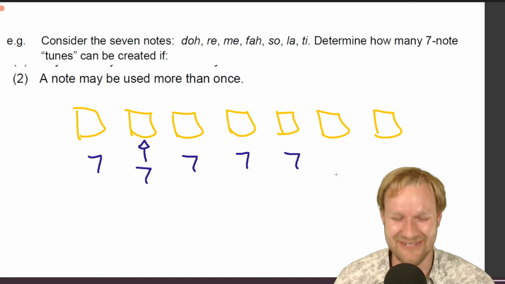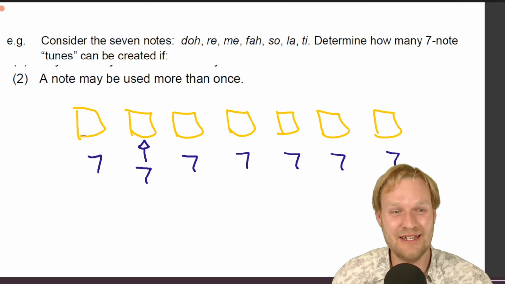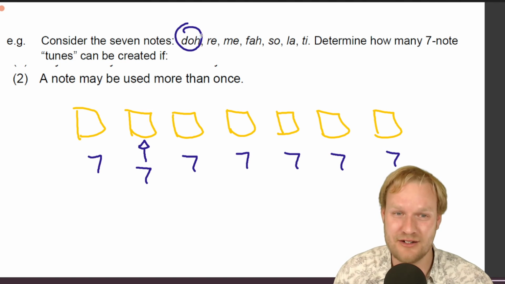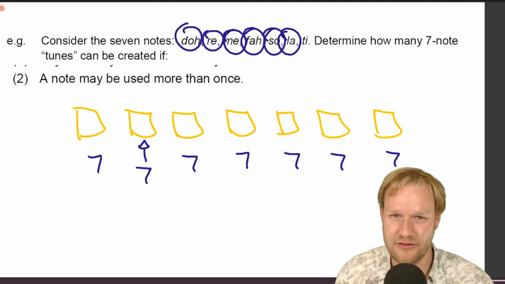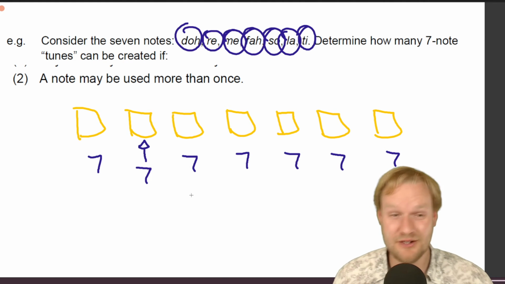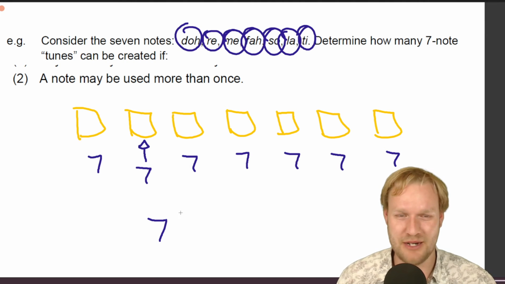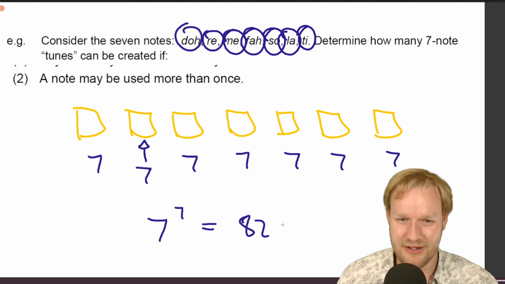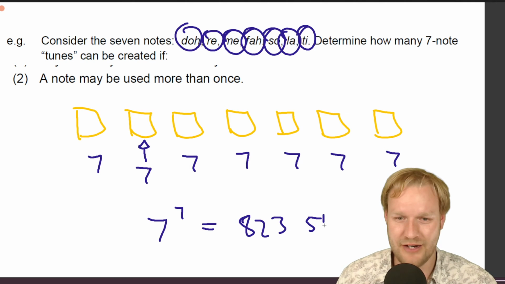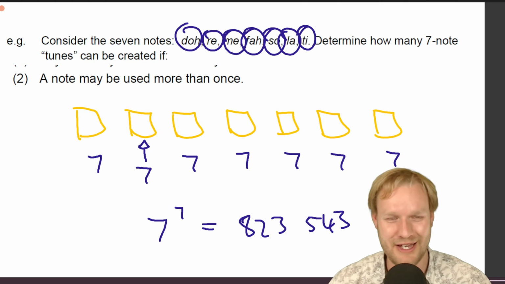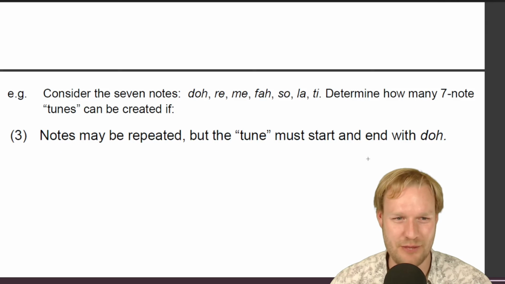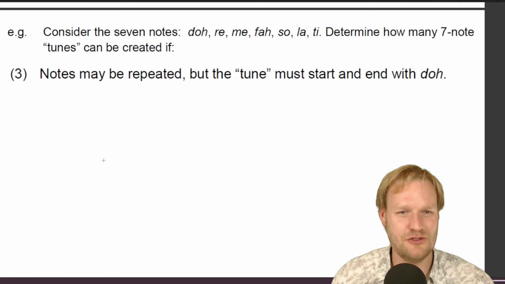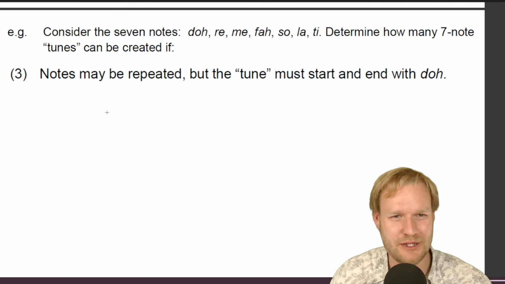So we've got 7, 7. In each of these, we could use any of our 7 notes over here. So therefore, we've got 7 times 7 times 7 times 7 times 7 times 7 times 7. And therefore, we've got 7 to the power of 7 equals some large number. I get 823,543. Okay, do, re, mi, fa, sol, la, ti. And ti, by the way, I think you can spell in multiple ways, but they've gone with ti.